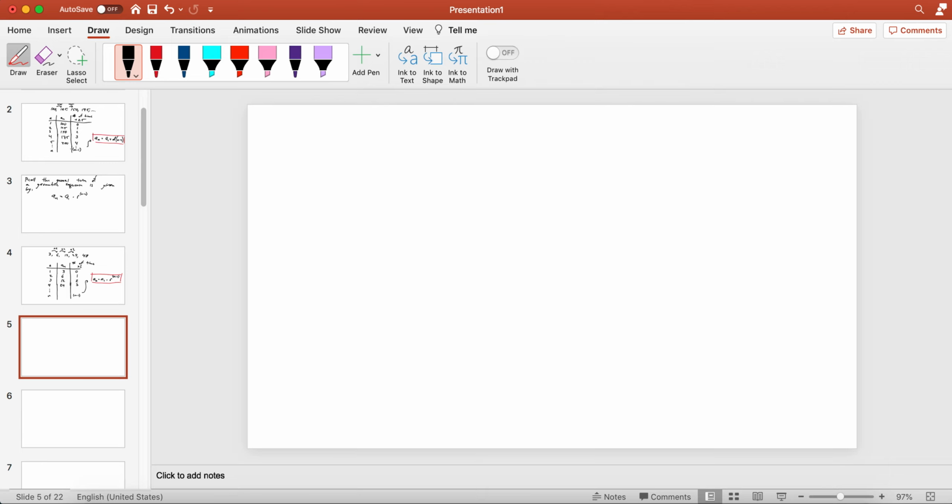Nonetheless, they can be structured. So here's an example of a sequence: 1/3, 1/4, 1/5, 1/6, 1/7, and so on and so forth. This is not an arithmetic sequence because you're not adding anything to get from here to here consistently. And it's not a geometric sequence.